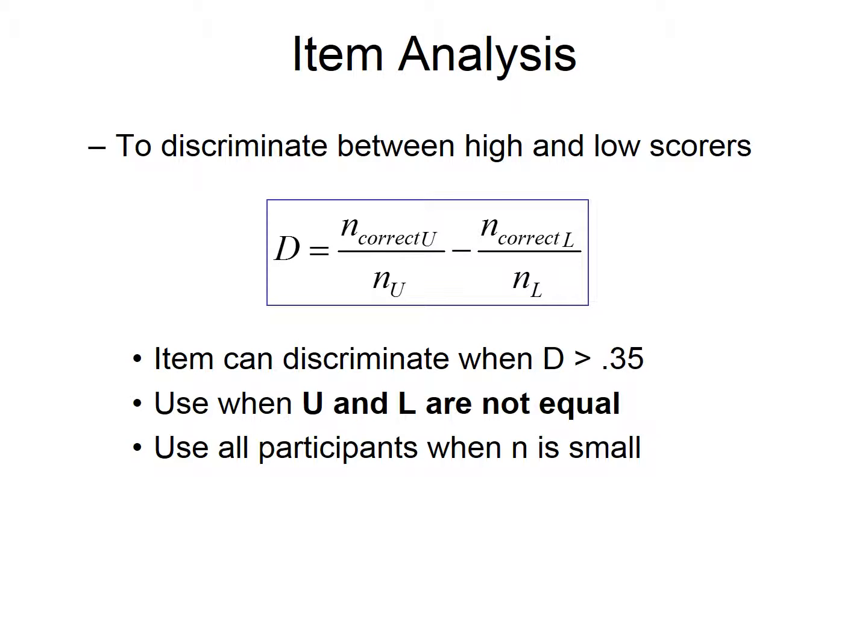Generally speaking, both of these equations have the same mark. We're looking for a D of 0.35 or higher. That's just a rule of thumb. Our last equation on the last slide did not quite meet that requirement. So we're going to use this equation when the U and the L, the upper part of the distribution versus the lower, are not equal. We didn't split the distribution in half. We're splitting it 25% versus 75%, and usually that upper part is going to be the smaller percentage. So we divide the number correct in the upper group by the number in the upper group, and then subtract the number correct in the lower group divided by the number in the lower group. Let's run through this equation.